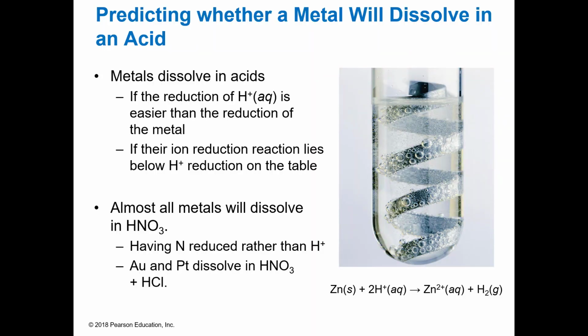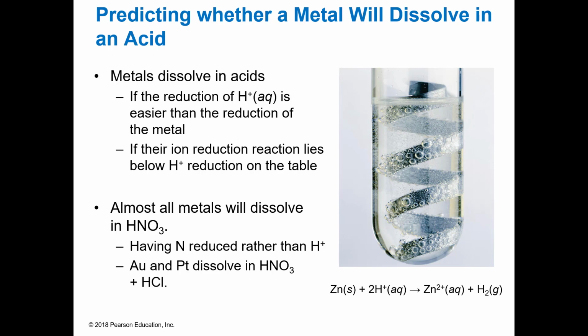Today we're going to finish up chapter 19 on electrochemistry. We're going to look at, again, Gibbs free energy, and we'll look at the relationship between Gibbs free energy and cell potential and the equilibrium constant.